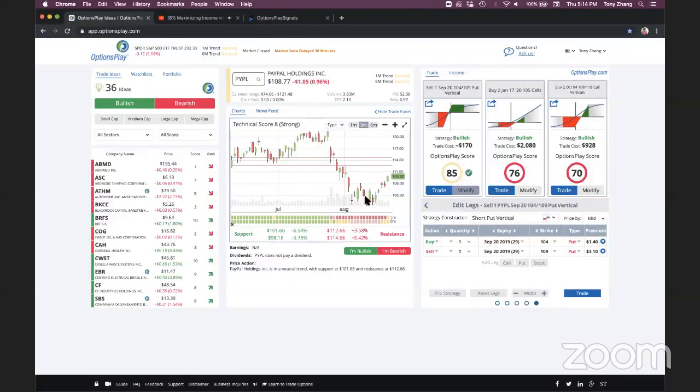Now, you don't need an options account to sign up for the credit spread service. But if you want to analyze the trades using Options Play, if you want to modify it, you will need an active subscription to Options Play.